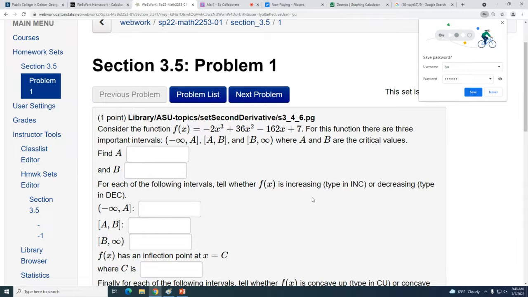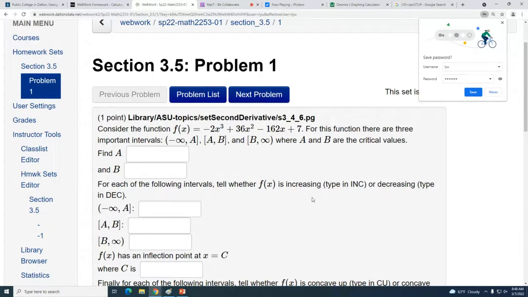So you see occasionally an increasing, decreasing question pops out, and then an inflection point question, and then concavity. So you're going to have to keep in mind, this time, do I use the first derivative or the second derivative, depending on the question. Just keep in mind, for increasing, decreasing, you use the first derivative, but for concavity, you have to use the second derivative.